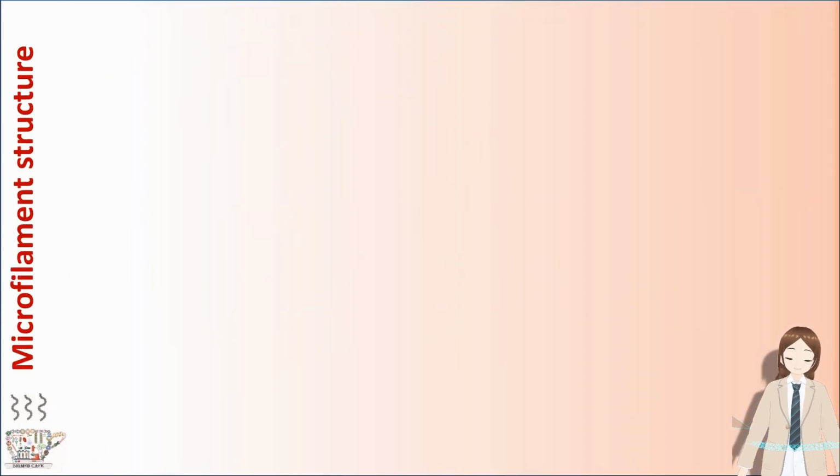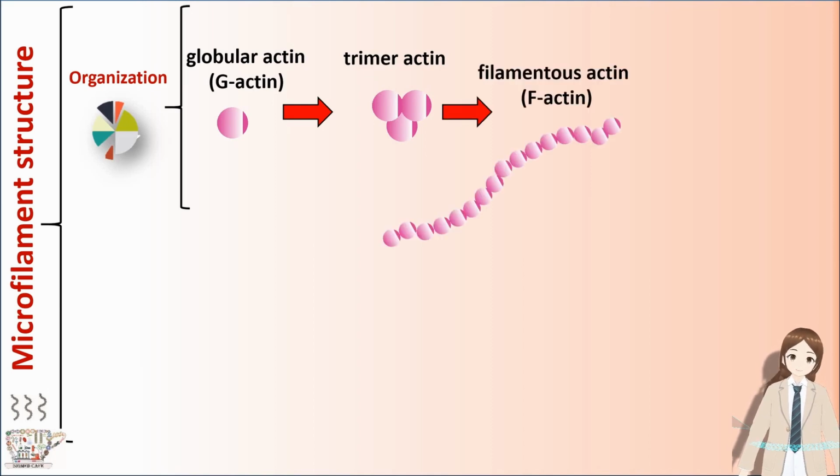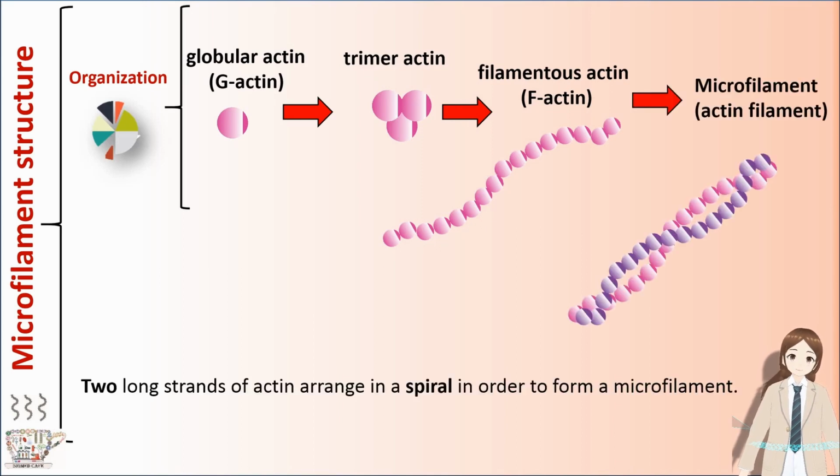Microfilament structure. The major component of microfilament is globular actin or G-actin. 3 G-actin combine to form trimer actin, which continues to form filamentous actin or F-actin. 2 long strands of actin arranged in a spiral in order to form a microfilament or actin filament.